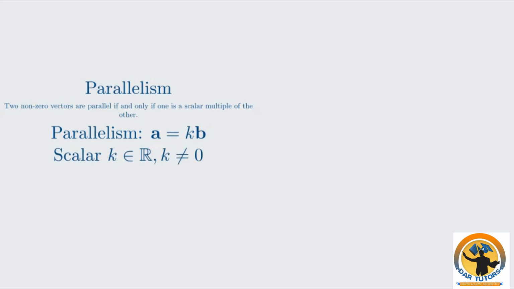If k were zero, vector A would be the zero vector, which has no direction and therefore cannot be parallel to anything. Visually, this means the vectors point in the same or opposite directions. If k is positive, they point in the same direction. If k is negative, they point in opposite directions.